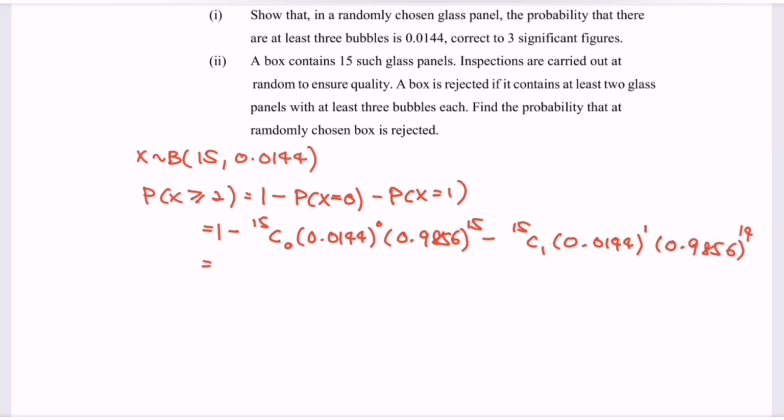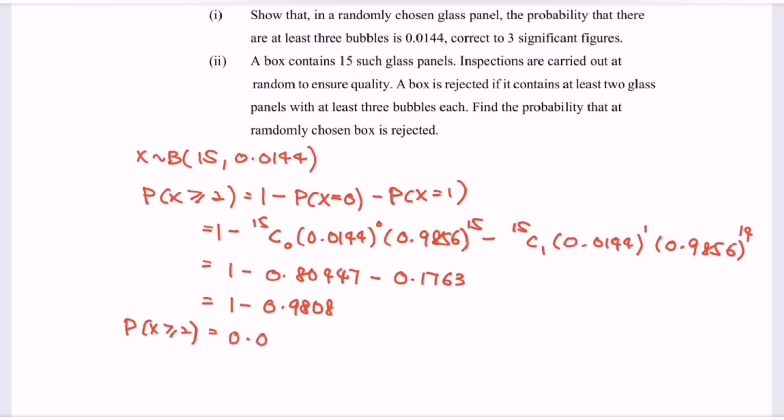So make use of the calculator. 1 minus 0.80447 minus 0.17630. If we sum up, we will have 0.9808. Finally, the probability that X is greater than or equal to 2 will be equal to 0.0192. So that is the probability that a randomly chosen box is rejected.